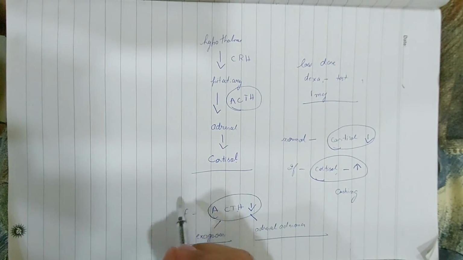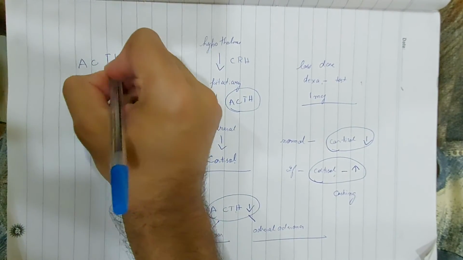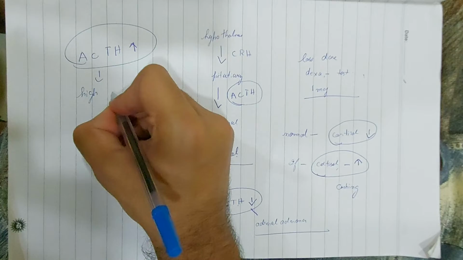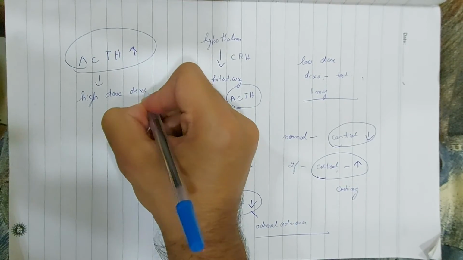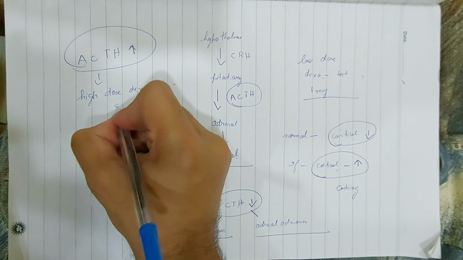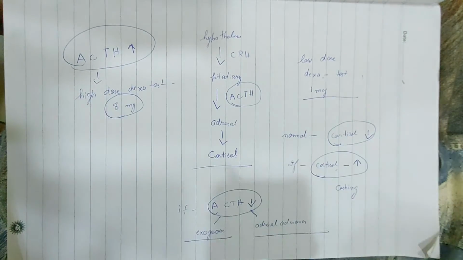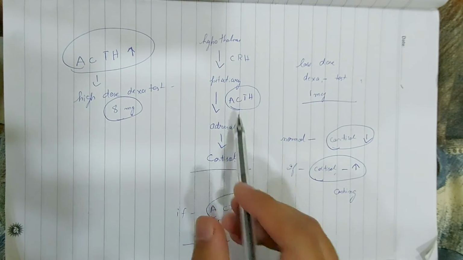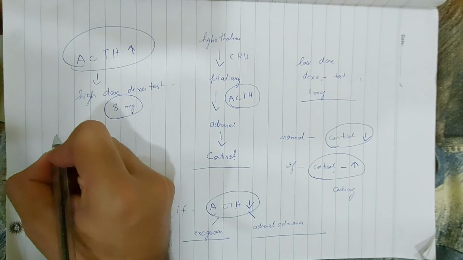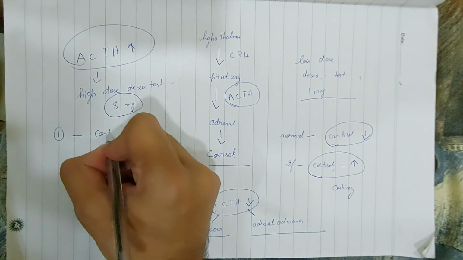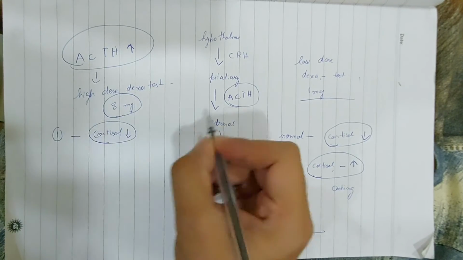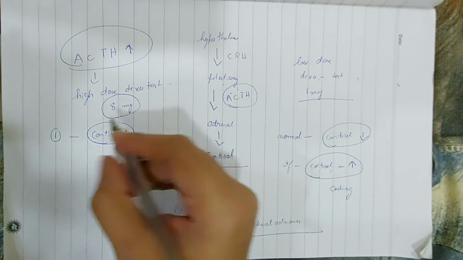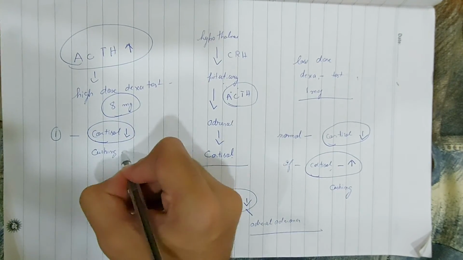Now, if we see that ACTH levels are raised, then we will move to the high dose dexamethasone test. In this test, 8 mg of dexamethasone will be administered. This 8 mg should be enough to suppress the cortisol that is released from the pituitary gland. Now if the cortisol levels are suppressed, then the issue is at the pituitary. When the issue is at the pituitary, we call it Cushing's disease.